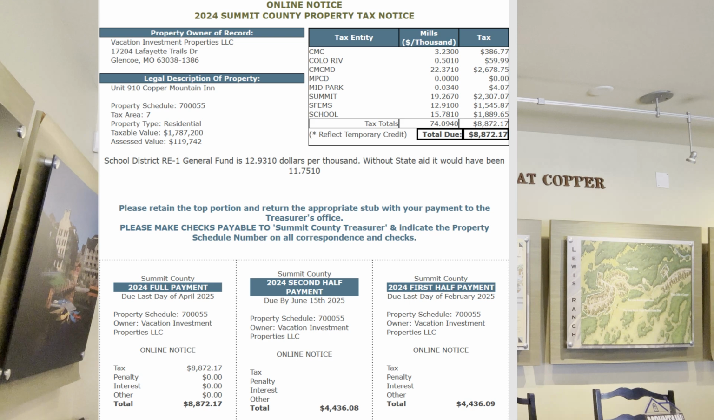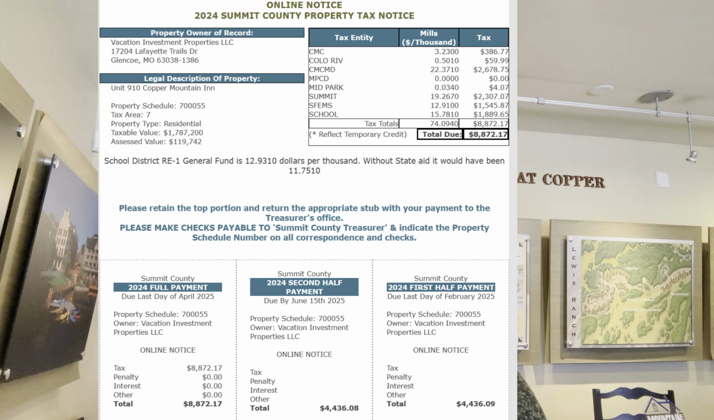Your tax bill probably came in the mail sometime in the last 2 weeks, and you have a couple different ways to pay this. The first way is just pay it in full, which that full payment is due by the last day of April 2025. Or you can pay in 2 halves. First half due the last day of February 2025, second half due by June 15th, 2025. If you miss that first half payment, you will have to pay a full payment by April 2025.